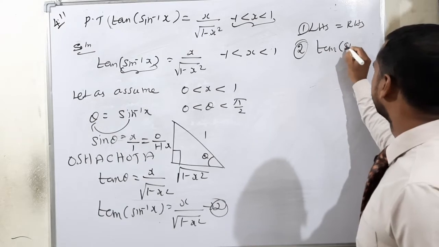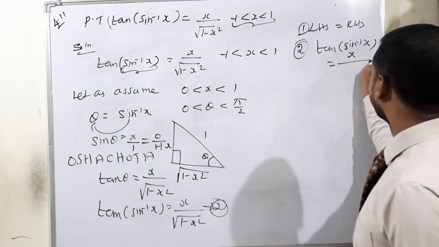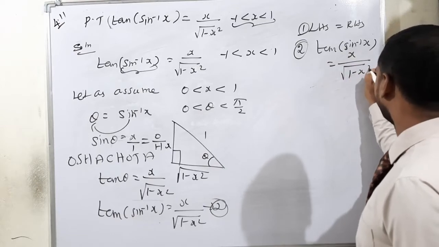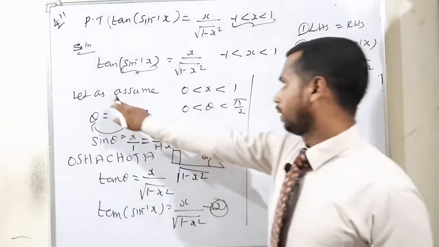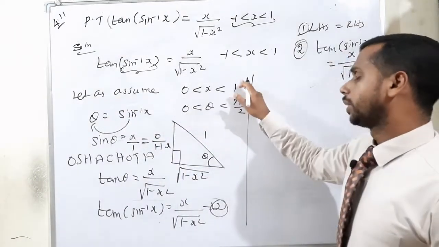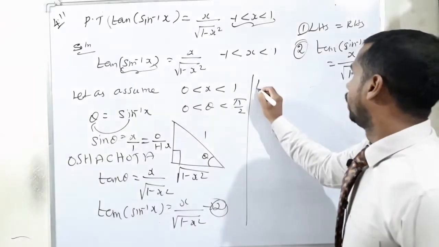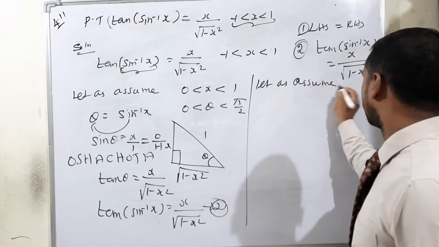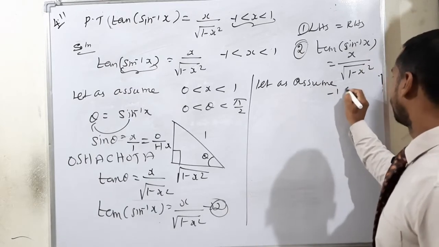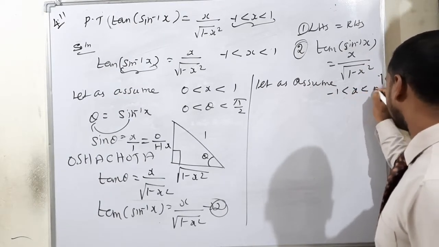From equation number 2, tan of sine inverse of x is equal to x by square root of 1 minus x square. Moving to the next one, the third one. Third one also, let us assume. So, 0 to positive 1 is over. I am moving to negative 1 to 0. So, let us assume negative 1 less than x less than 0.